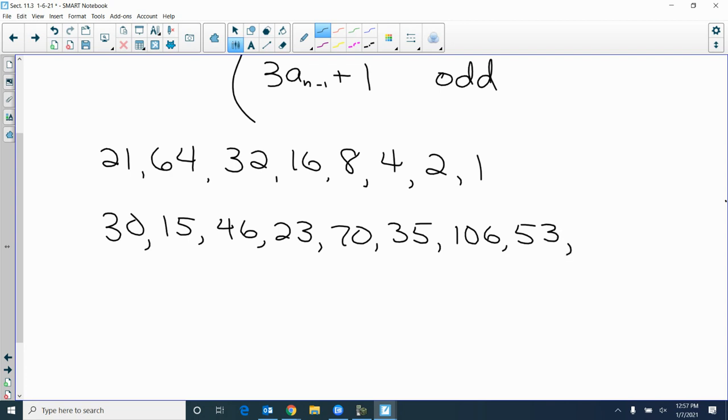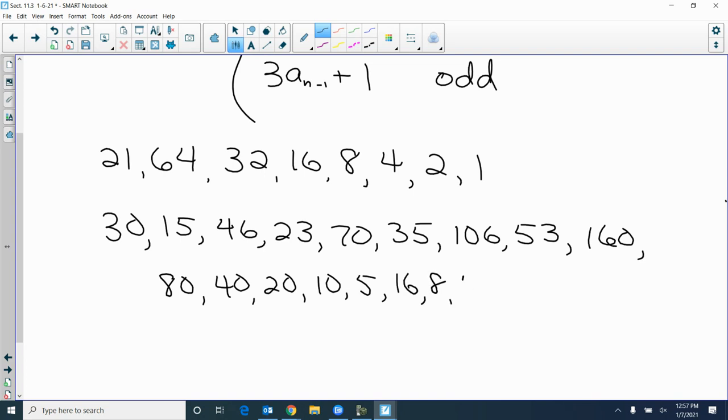Holy cow. 106, 159, 160. Cut it in half, 80. Oh, now we make some progress. 80, 40, 20, 10, 5, 16, 8, 4, 2, 1. Woo. That was right? Yeah.